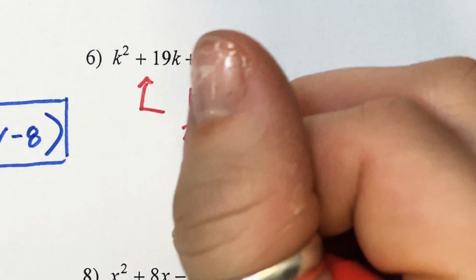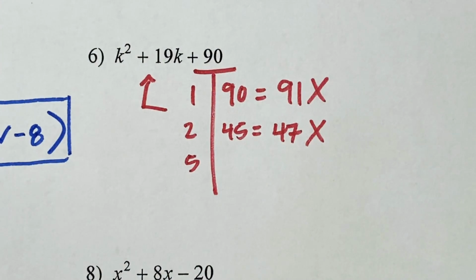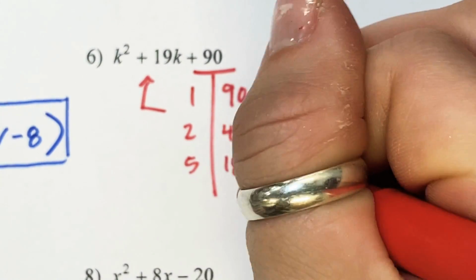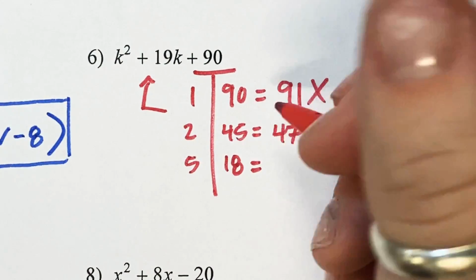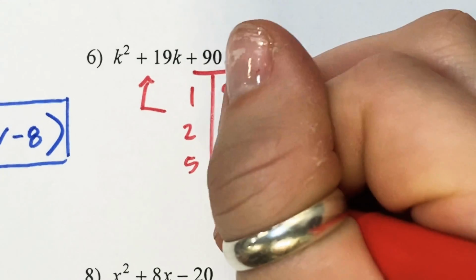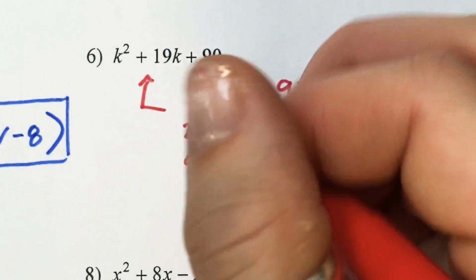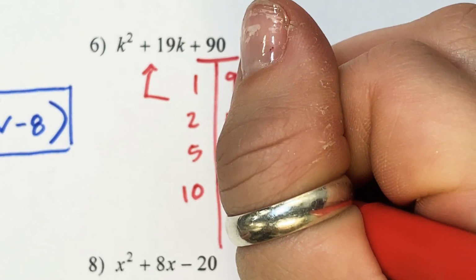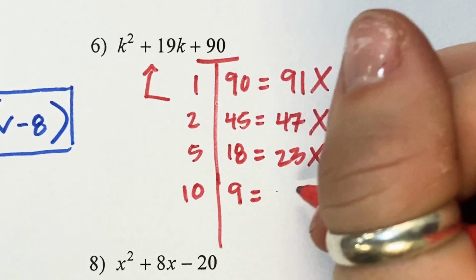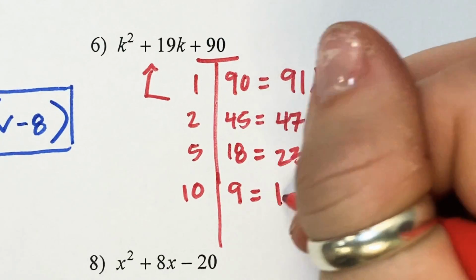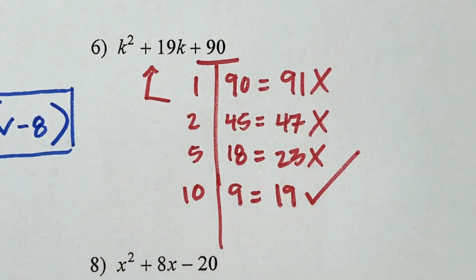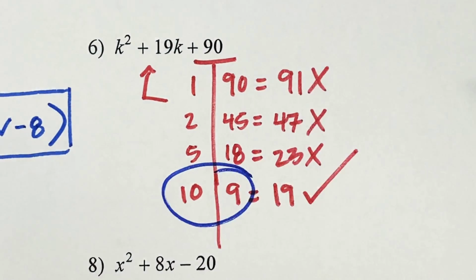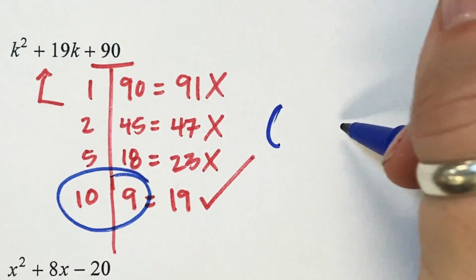Okay, maybe 5. Divide 90 by 5, and that's going to give us 18. We're still a little high. That's going to give us 23. So we're getting closer though. Okay, what about 10? We know we can divide 90 by 10 because it ends in a 0. 10 times 9 gives me 90. 10 plus 9 gives me 19. We found it. Okay, so again, once we've found our two numbers, let's go ahead and rewrite it in our two parentheses sets.